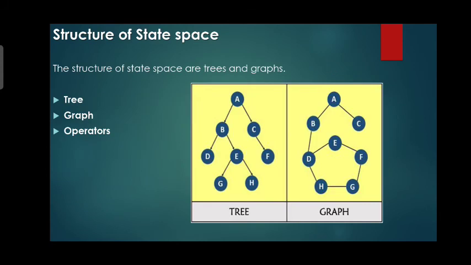The structures of state space are basically trees and graphs. Now you know what a tree is, right? A tree is basically a hierarchical structure in graphical form, and it has only one path from any one point to another point. Take the example given in the diagram: there is only one path by which we can reach from D to F. There is no other path. You can see by yourself that there is only one path over here.